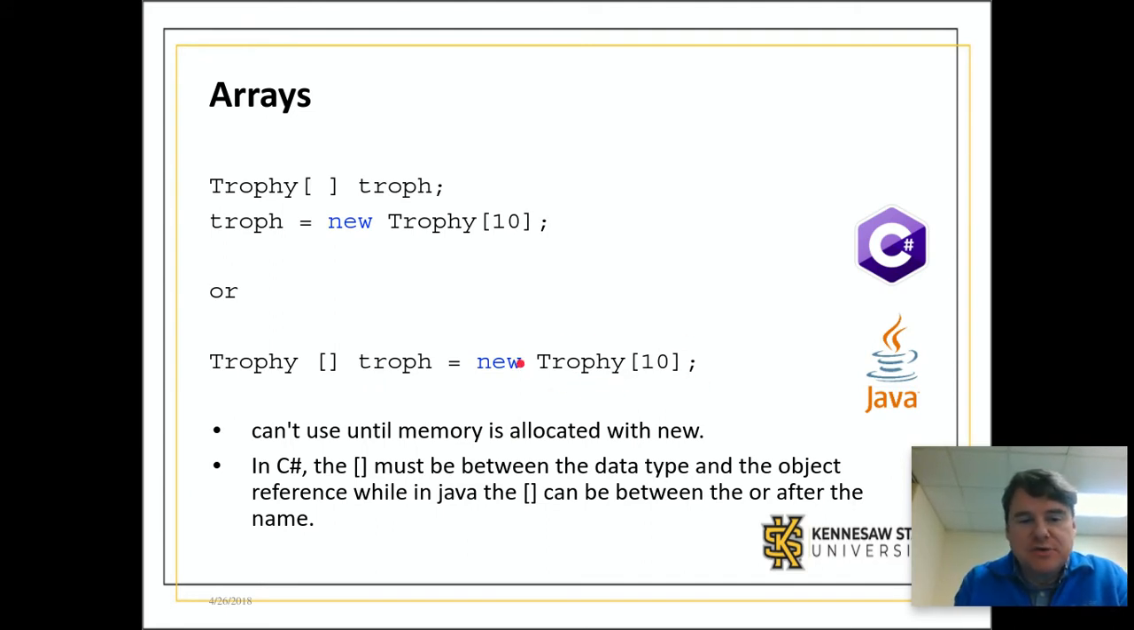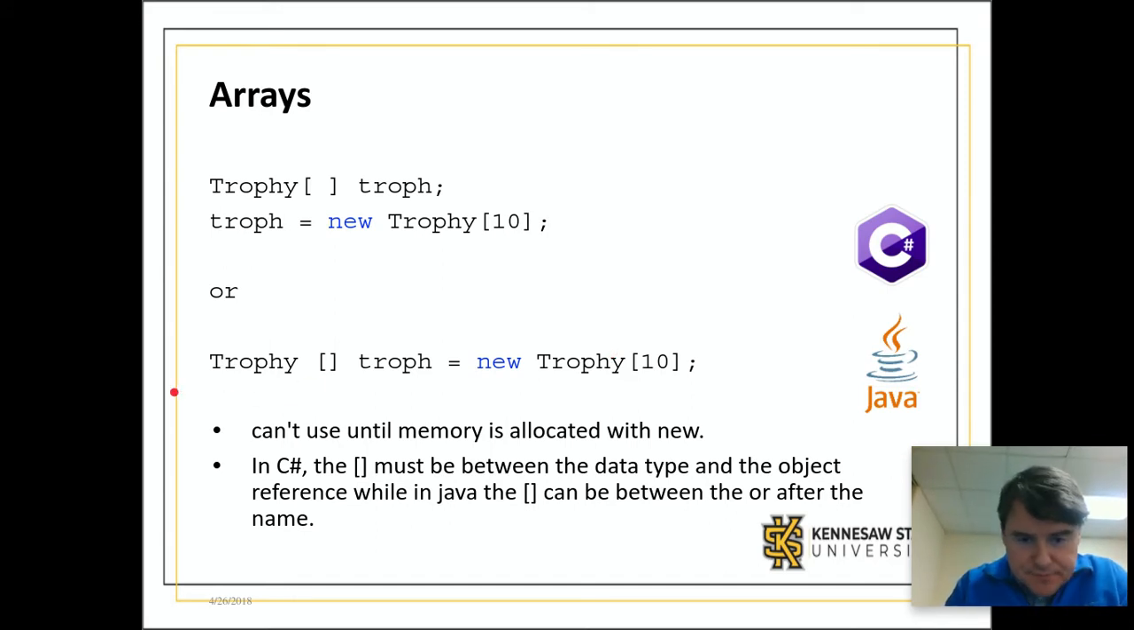You're always going to have the data type with the square brackets at one end, and a new call on the other end, because you are creating a new array. You're having to actually occupy some memory, and when you do the new call, you have to specify how big that amount of memory is. In this case, it is a maximum size of 10 cells, so it can hold from 0 through 9. Each one of those cells can hold one trophy.